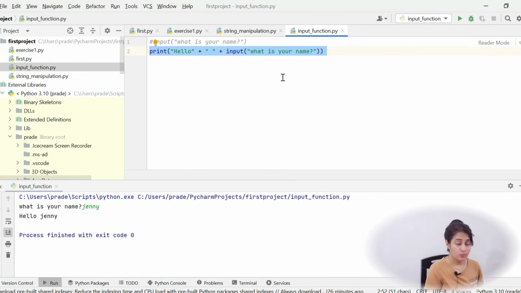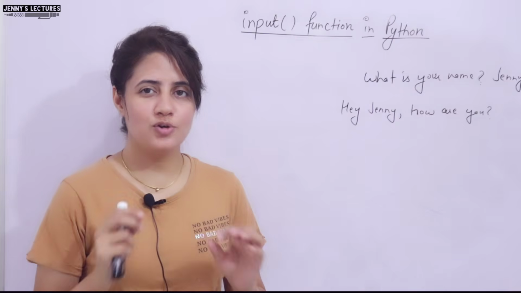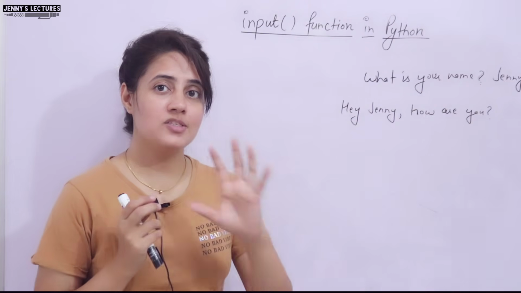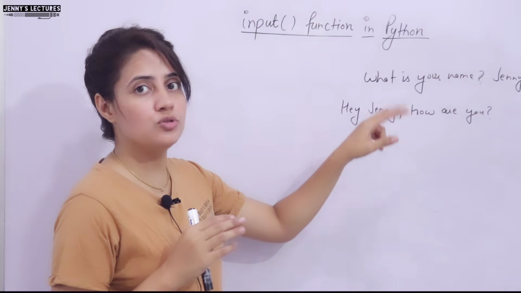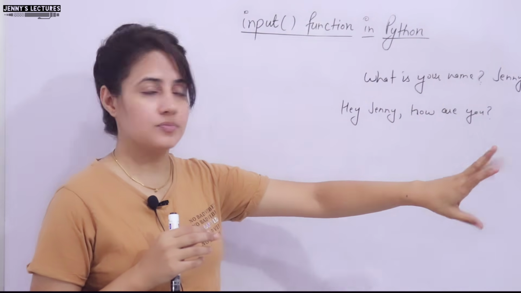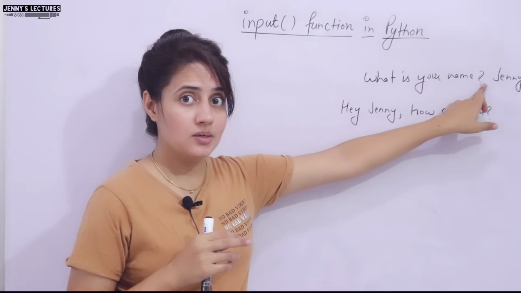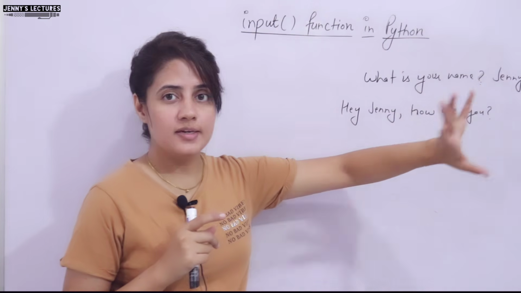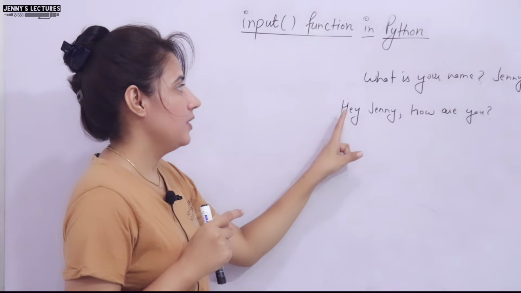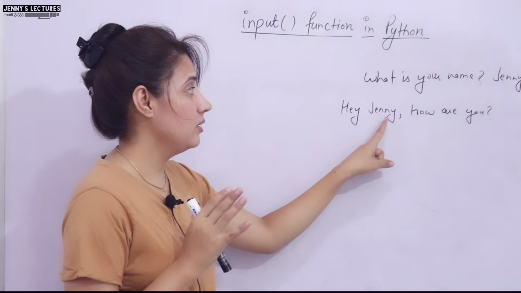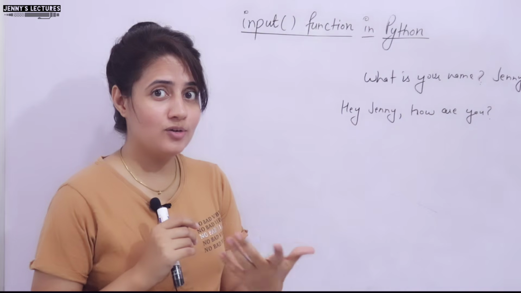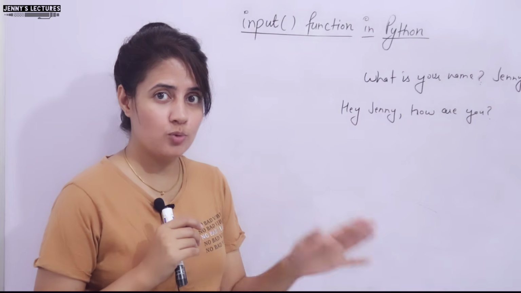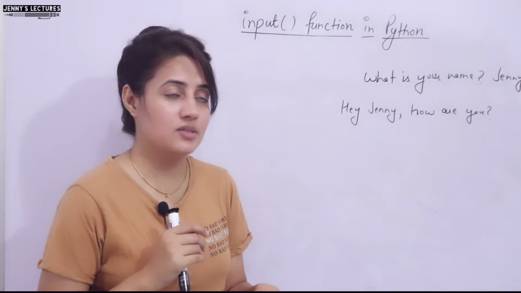Okay, I hope you got this. So I'll give you one coding exercise for this input function. Now an assignment for you: you have to print this. First of all, it should ask the user what is your name, then the user will enter it after a space. Here it should be a space, fine. Then the user will enter his or her name, whatever name. Then it should print hey, the name like Jenny, comma, how are you. It should print this. I hope you can do this. It's very easy. So let's pause the video and do this exercise.